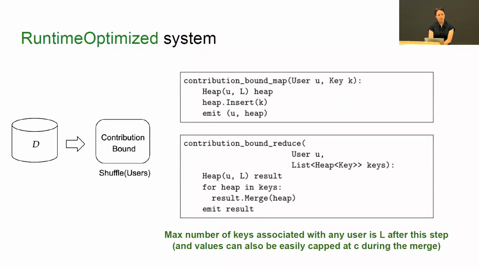And it begins with a MapReduce that groups the data by user, and it limits each user's contributions to L keys. So internally, this is done with a heap that has a key limit of L. And note that, although it's not shown in the pseudocode, we can also store alongside each key in the heap a summary of the user's data for that key. So for instance, if we're doing a count of search queries, we can store the total number of times that the user issued a particular query.